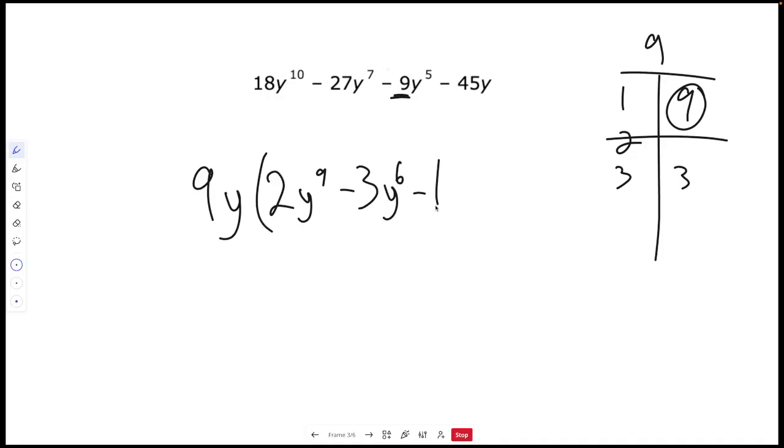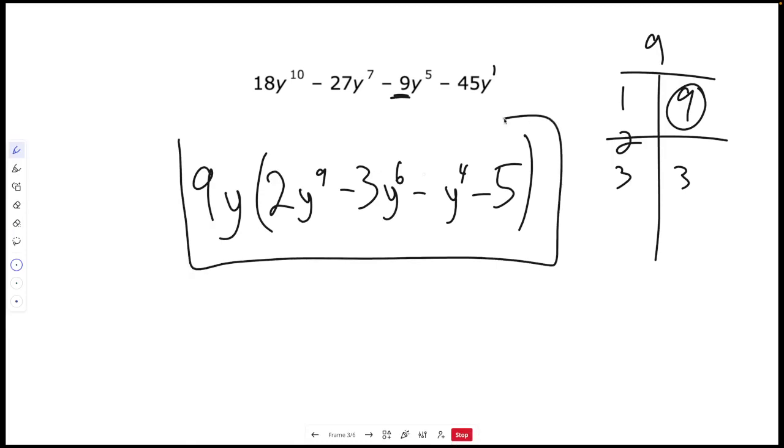9 divided by 9 is 1. y to the 4th minus 5. And for this last one, right, it was y to the 1st. We took a y away, so there is no y on the last term. Close the parentheses, and we are done. The only other thing I would add is that normally we don't write this 1 in the front, so this would probably be a cleaned up version. But you can write the 1 if you want.